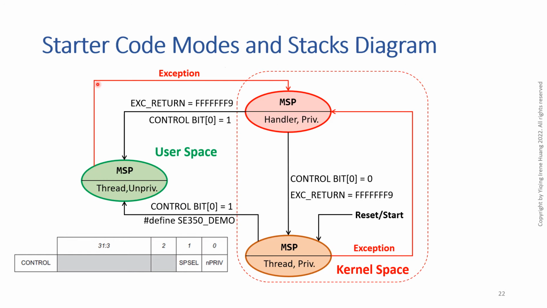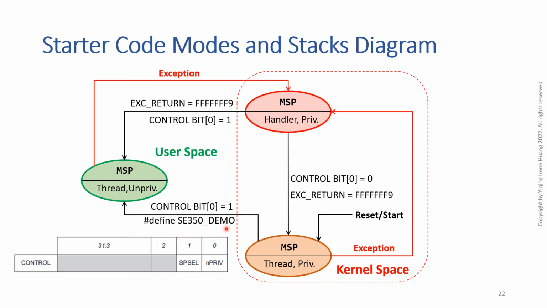And then if an exception happens, we're inside the exception handler. Here, automatically, we're using MSP and we're at privileged level. Once the exception handling is done, we return back to thread mode and unprivileged level. The EXC_RETURN value tells us we should use MSP and thread mode. We don't do anything about the control register inside the exception handler. It was set to 1 before, so when it returns, it still uses 1. Nobody touches it, so it keeps its original value. That's why we're back to the unprivileged level, thread mode, using MSP.